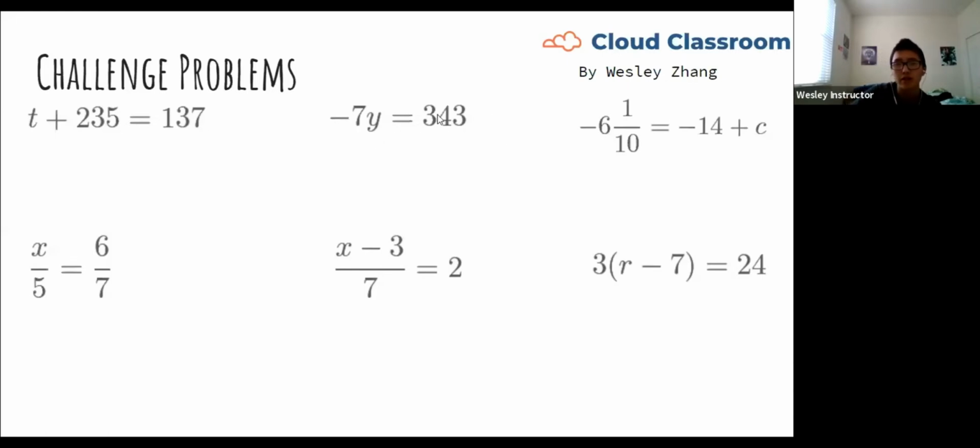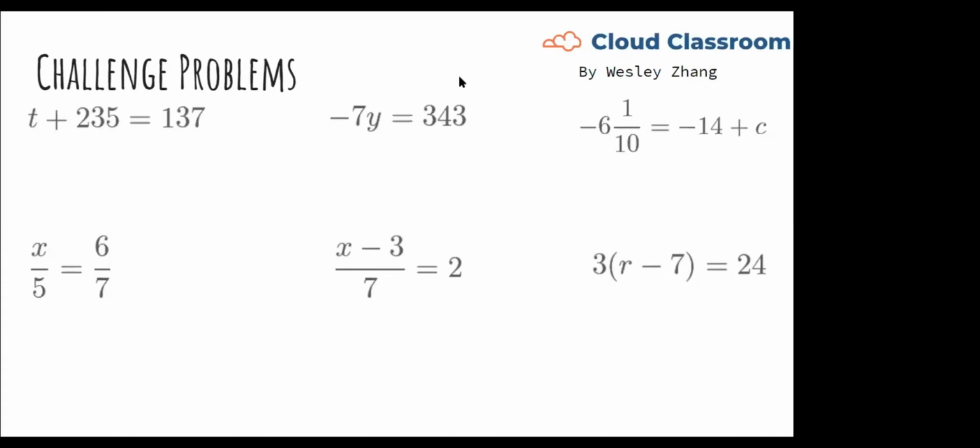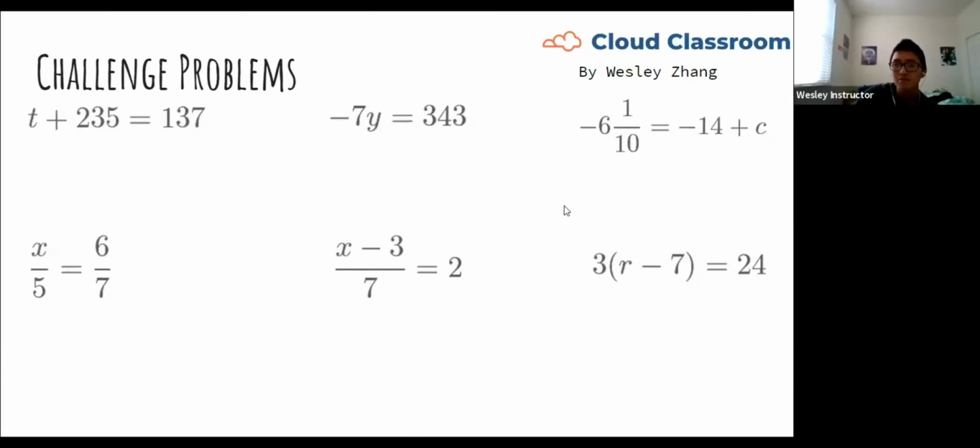All right, negative 7y equals 343. For this one, you see multiplication, negative 7 times y. To get the y by itself, you want to divide each side by negative 7. So 343 divided by negative 7 is negative 49. So again, reverse operations, like multiplication and division.